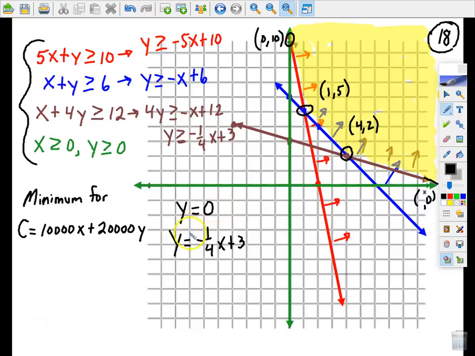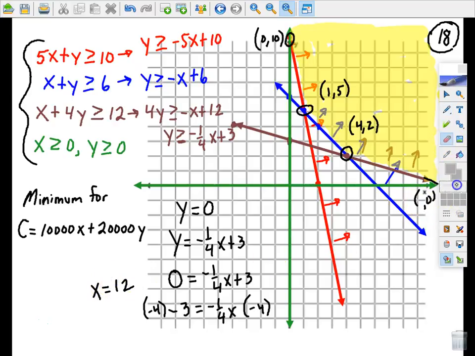But what's the x? Well, let's do substitution and find out. Y is 0, so that means I can replace the y in the bottom equation with 0. Okay, subtract 3 from both sides. Multiply by the inverse of -1/4 on both sides, which is -4. And lo and behold, we know exactly what the x coordinate is of that point. It's 12. So my other vertex, make a little bit more room. That final vertex there, the bottom right-hand side, is 12, 0.